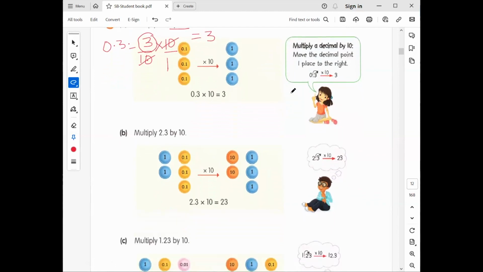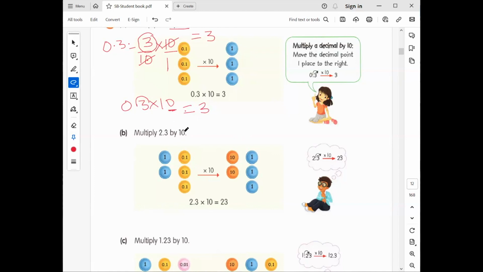See here, if you read this, multiply the decimal by 10, you can move the decimal one place. You can see here that 10 has 1 zero, right? You can move the decimal by 1 point, right? Dorothy, Alana, are you understanding? Okay, so when we move the decimal by 1, you are left with 3 only. There is nothing here, so that is why we can write 3.